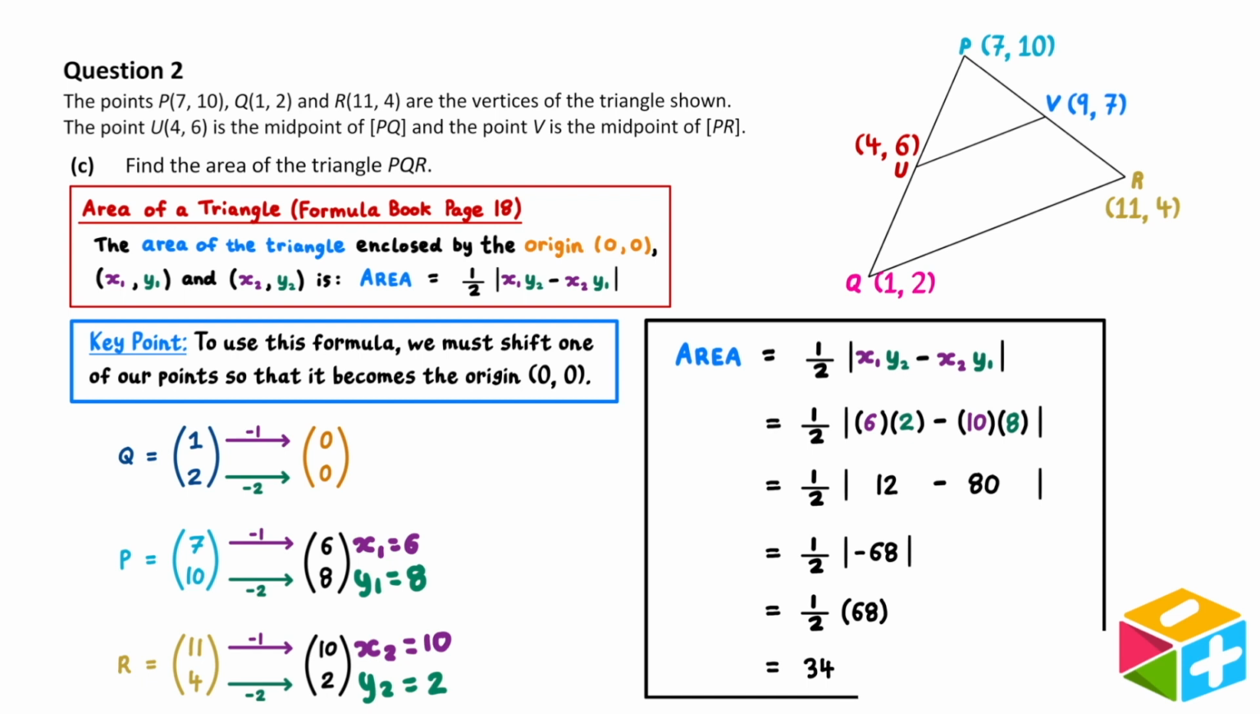Finally, a half times 68 is 34. Area is always measured in square units, so that's the unit here.